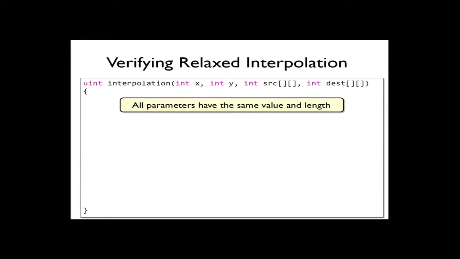So now, to use our rules in the way that we would verify this program, we'd take our observations, we take our logic, and we can start at the beginning of our function and work down to reach this assertion. And the first thing that we would observe is that all parameters have the same value in length.